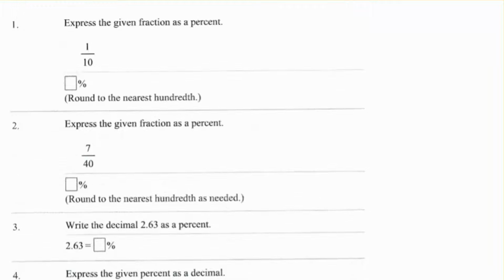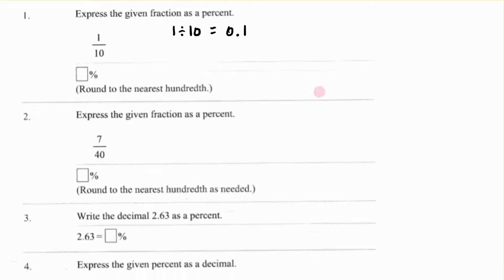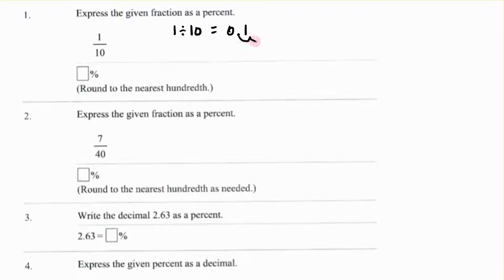Number 1, express the given fraction as a percent. So I take 1, I divide it by 10. That gives me, you grab a calculator, 0.1. Now it's a decimal, I need to change it to a percent. Move the decimal point 2 places to the right, add a 0. That will be 10%. The percent sign's already given in my math lab, so you just type in the 10, but if you were writing it, you would have to write the percent sign.